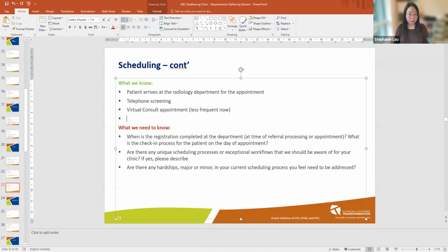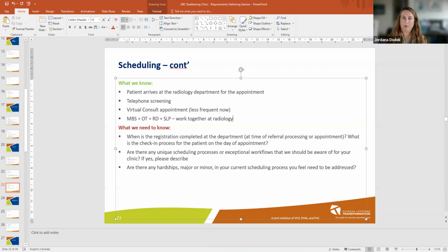Okay, and my question is, the appointment for the MBS includes the OT and the RD pieces as well too. Yes, everybody is involved when the patient comes in. We work together in the radiology suite. So it would be all three, SLP, RD, and OT, all seeing the patient. And then who's there from MI? The radiology tech.